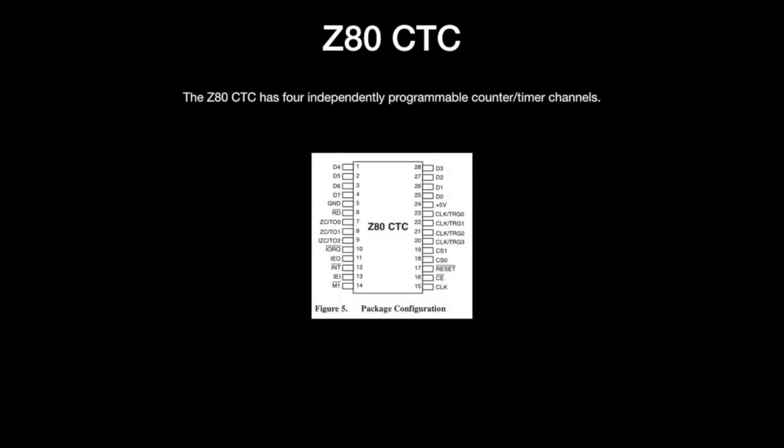The Z80 CTC has four independently programmable counter timer channels. Here's a quick look over the 28-pin version, which is quite smaller than the CPU itself. Let's have another view of it.